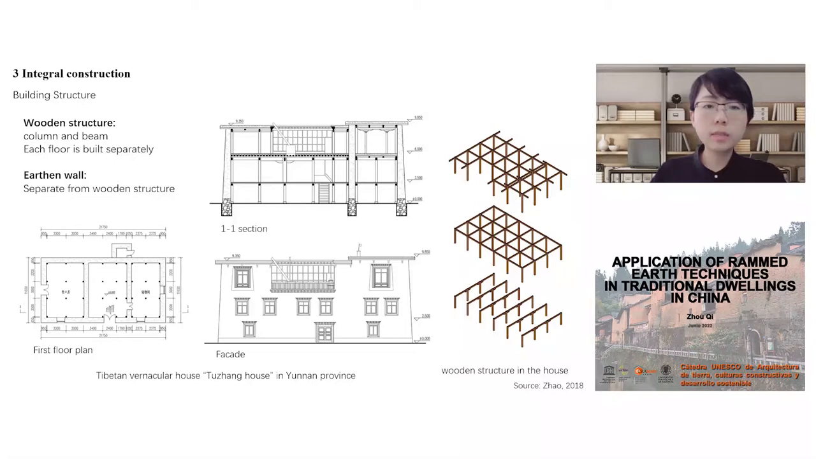Here is an example of a building of this technique. The Tibetan dwellings in Yunnan province are generally 3 to 4 stories high, with a wooden structure inside, separated from the earthen wall. Because the wooden structure is made of beams and columns, each floor is built separately. As a result, the earthen wall also needs to be built in the same way.